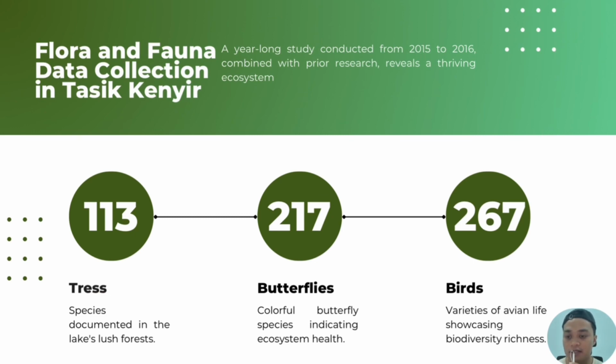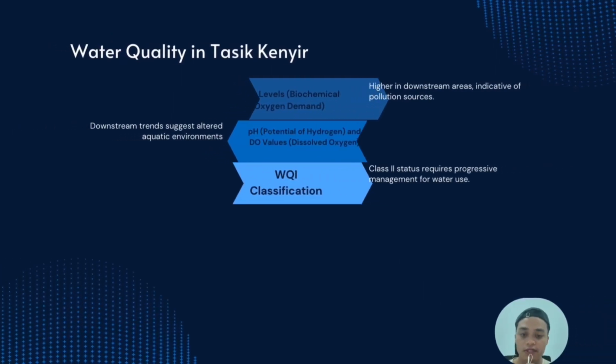So we have a data collection for flora and fauna. For trees, the number is 113 species documented in the lake's lush forest. The second is butterflies, about 217 colorful butterfly species indicating a healthy ecosystem. Lastly, we found about 267 bird species, a variety of avian life, showcasing biodiversity richness.